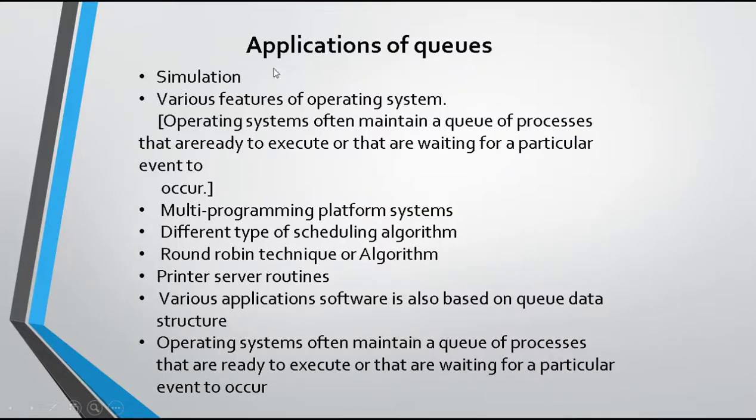Later we studied the various applications of the queue. The first application was simulation, and next were various features of the operating system and multi-programming platform systems, different types of scheduling algorithms, the round robin technique, printer server routines, and various application software also based on the queue data structure. Operating systems often maintain a queue of processes that are ready to execute or are waiting for a particular event to occur. So these are the different applications of the queue that we have studied.